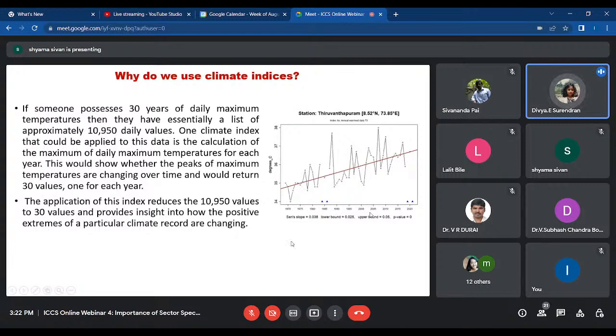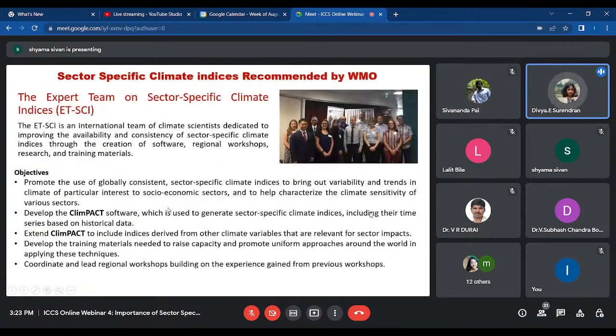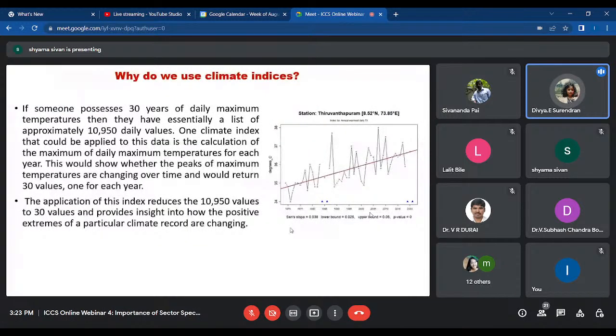Okay, and one more thing: if we are analyzing maximum temperature data for 30 years, that is 10,950 daily values. If we apply an index on that, it makes it short, like 30 values, one for each of the 30 years, and from that we can see whether any change has occurred in extremes or in heavy rainfall, etc.